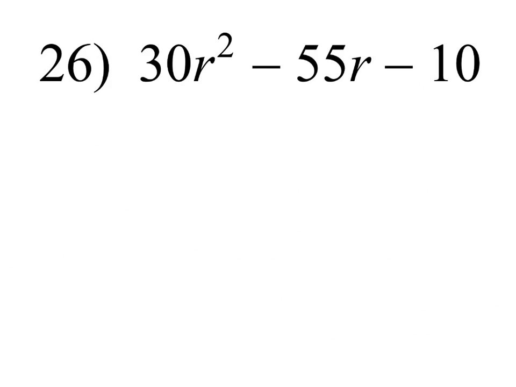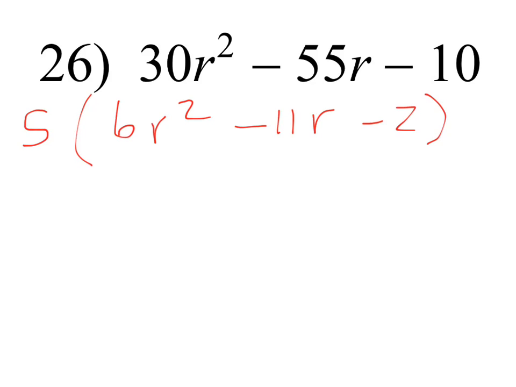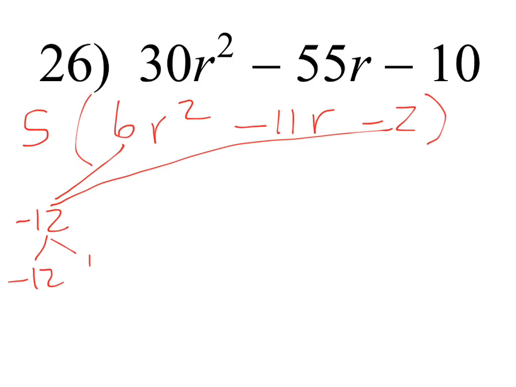Moving on to the next one, all of these are divisible by 5. And so we'll go and do that, divide them all by 5, we get 5 out front. And we'll have 6r² minus 11r minus 2. Now we've reduced things down, you're going to multiply these two numbers together, which gives you negative 12. And when you figure out what factors of that add up to be negative 11, it's going to be negative 12 and positive 1.